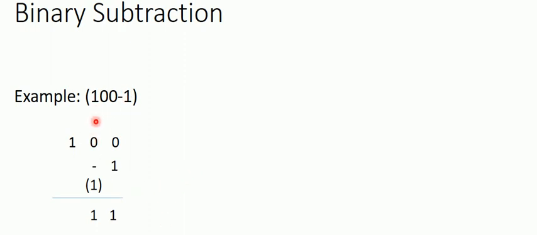Now add this borrow with the previous bit of subtrahend. Our previous bit of subtrahend is 0, and we have a borrow 1 here. So we add these two bits, that is 0 plus 1, we get 1 as a sum, and we have no carry here. So now subtracting 1 from 1, we get 0 as a difference. So if we subtract 1 from 100, we get 011 as a binary subtraction.